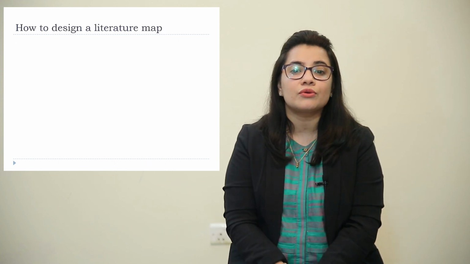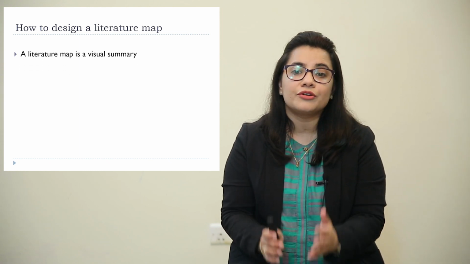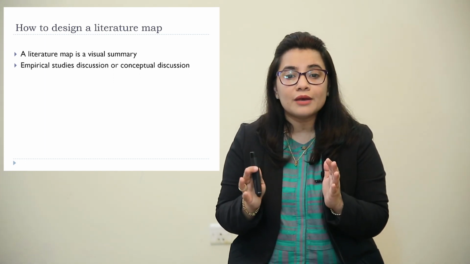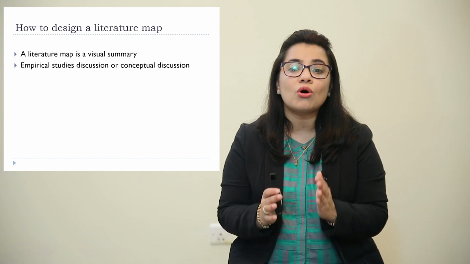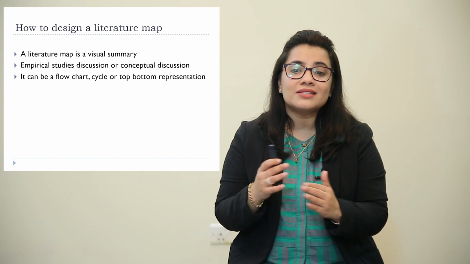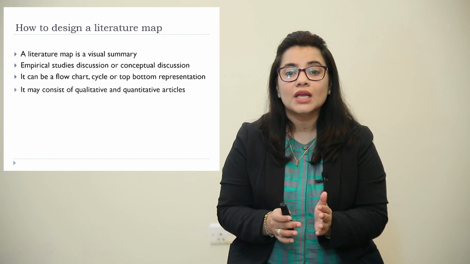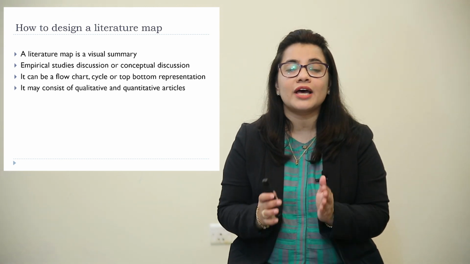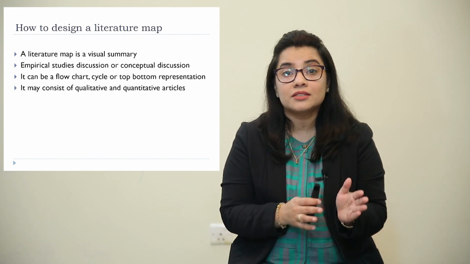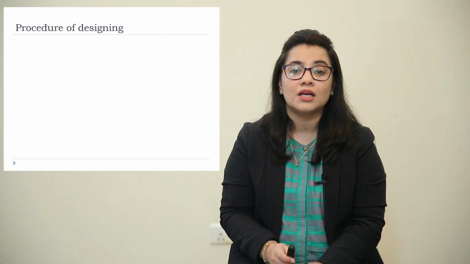Finally, I'm telling you how you can make a design of your literature map. You can make a literature map as a visual kind of summary. You can collect all empirical studies, discussions, or conceptual discussions. Make a flow chart, or you can make a cycle or top-bottom representation also, whatever you like. It may consist of qualitative and quantitative articles. You are doing a qualitative research, but that doesn't mean that you don't collect the quantitative ones. Collect the quantitative ones as well.